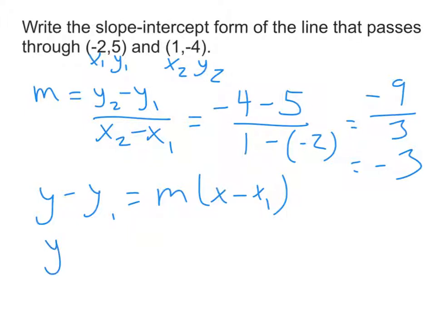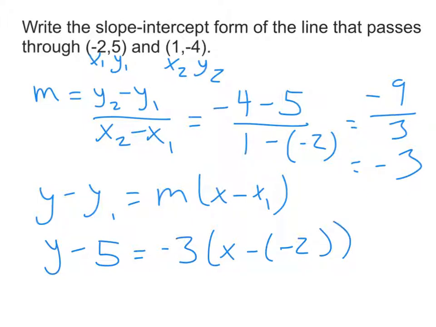So it'll be y minus y1, which is 5 on the point we're using, equals m, that's our slope, which was -3, times x minus x1, which is -2. That is the equation of the line in point-slope form.